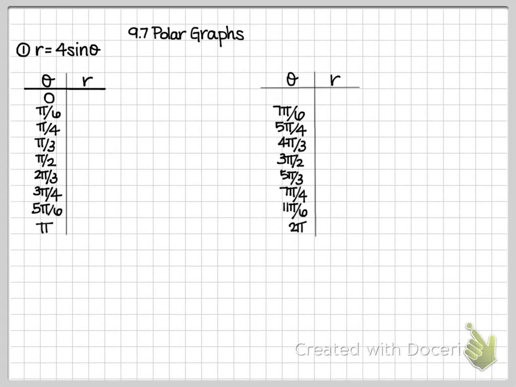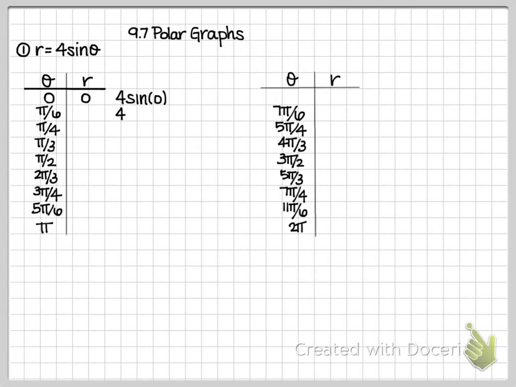So for our first one, we're going to plug in 0. And I'm not going to necessarily show my work every time like I said, but I do want you to see that I'm actually plugging the angle in that I have chosen. So when I plug in 0 for sine, I get 0, and then 4 times 0 is just 0. All right, and then just moving along.